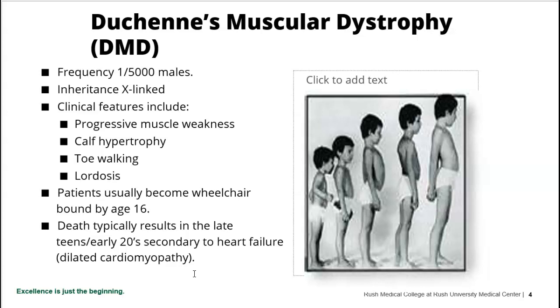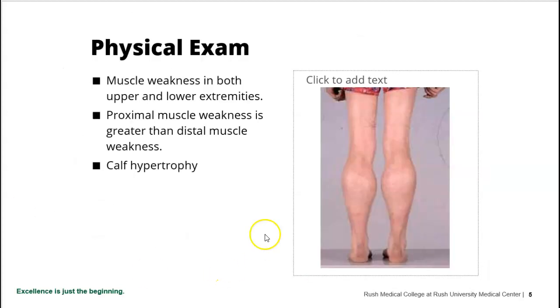Patients usually become wheelchair bound by the age of 16, and death typically occurs in the late teens to early 20s because of dilated cardiomyopathy. Again, the heart is the most important muscle in our body, and this problem not only affects the peripheral muscle, it also affects the cardiac muscle. So here's this calf hypertrophy, and the reason it gets hypertrophied is actually that the muscle is being taken over by fat.